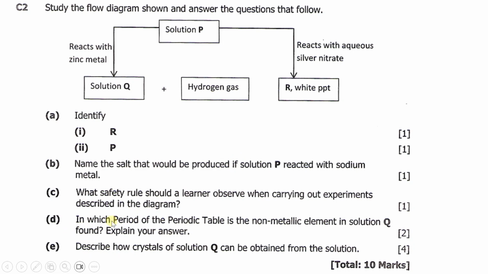Then in D, in which period of the periodic table is the non-metallic element in solution Q found? So that non-metallic element in solution Q, which is chloride, it's found in which period of the periodic table? It should be period 3 if not mistaken, or period 2, we'll check on the periodic table. Then 3, describe how crystals of solution Q can be obtained from the solution. So let's begin answering this one here.